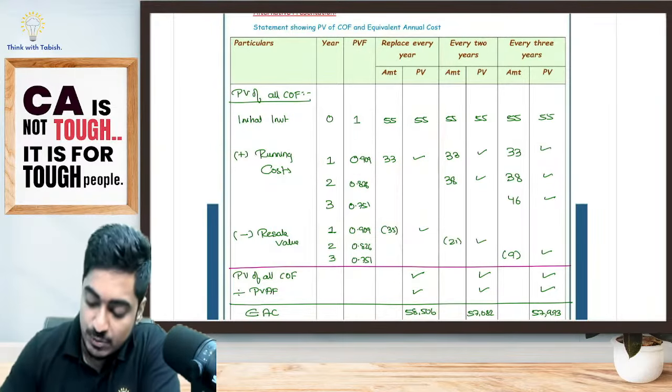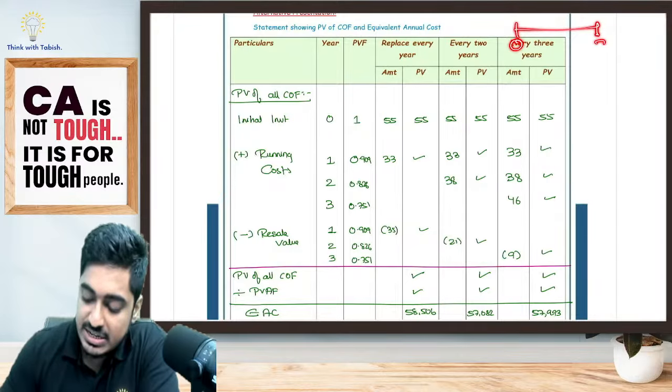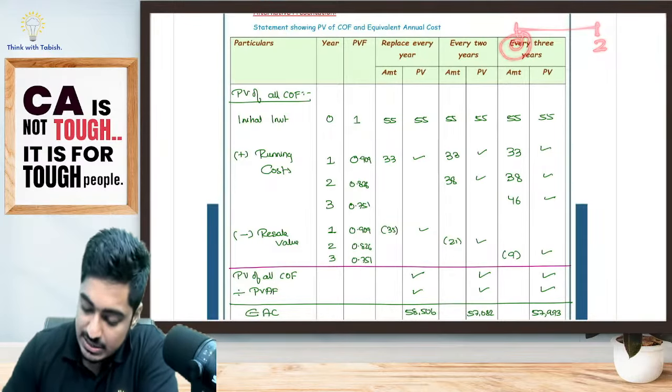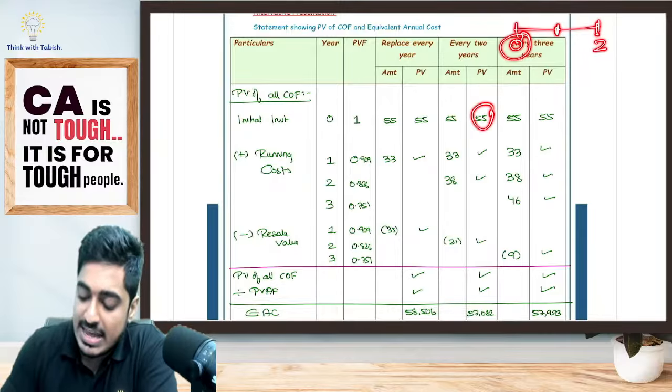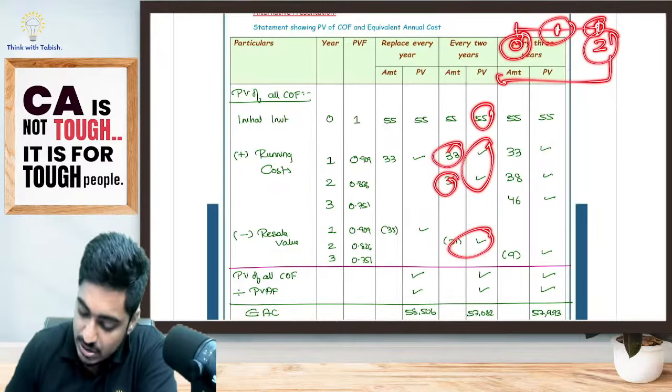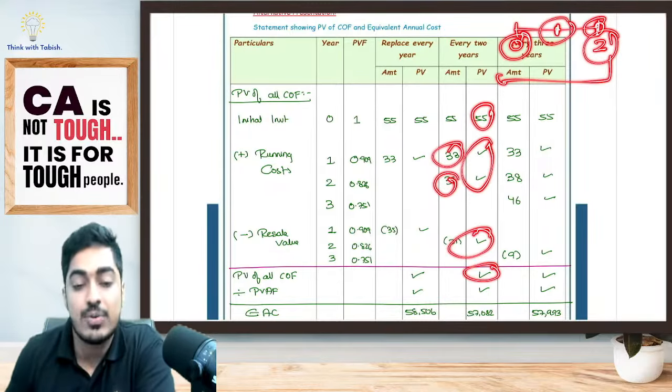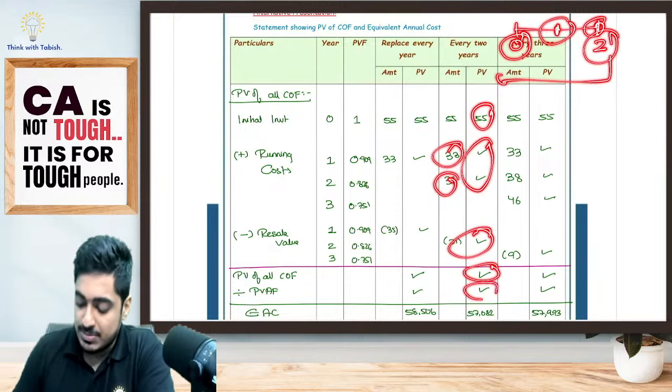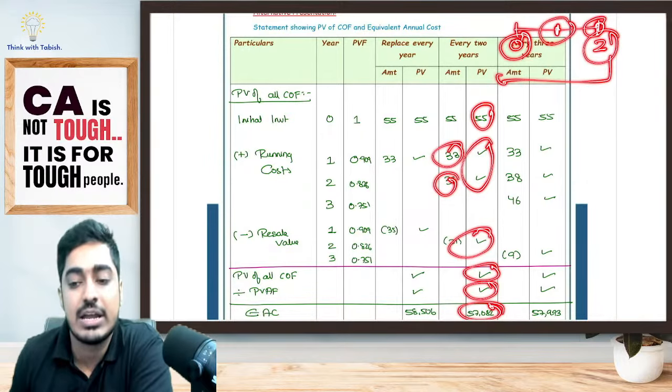Imagine 2 years. At the end of 2 years you are selling. You will purchase here. That means purchase you have incurred, year 1 as well as year 2 running cost. Calculate present value. At the end of year 2 you sold, scrap value. Present value of all cash outflow you got divided by present value annuity factor, you will get equivalent annual cost.